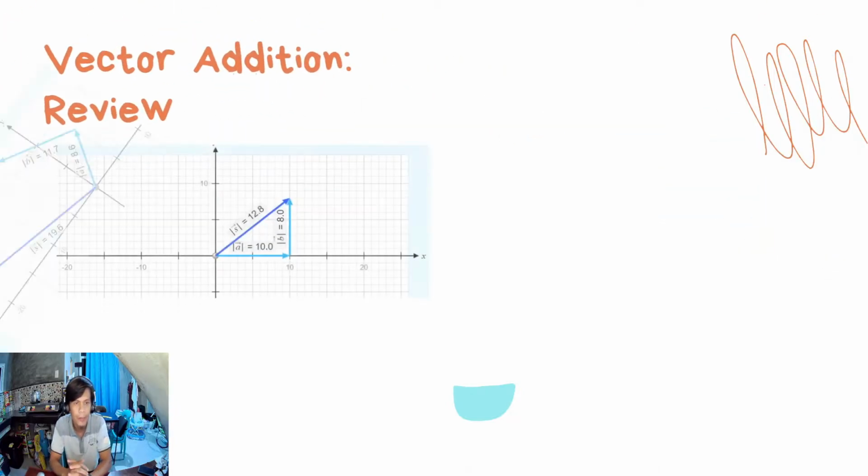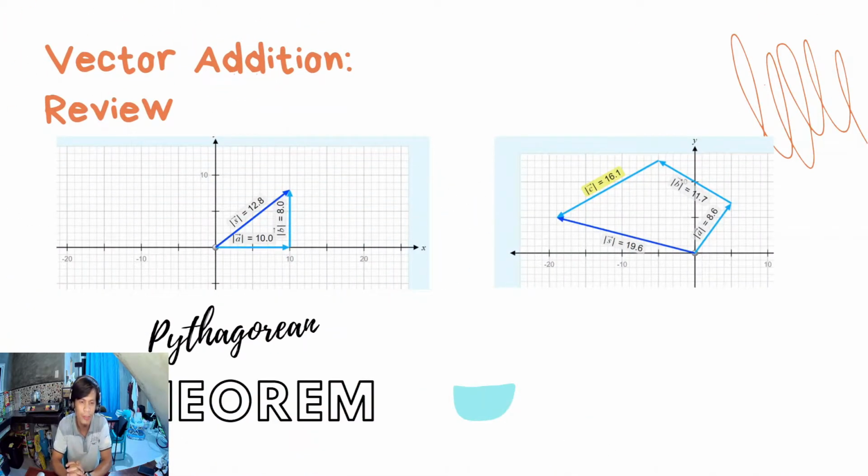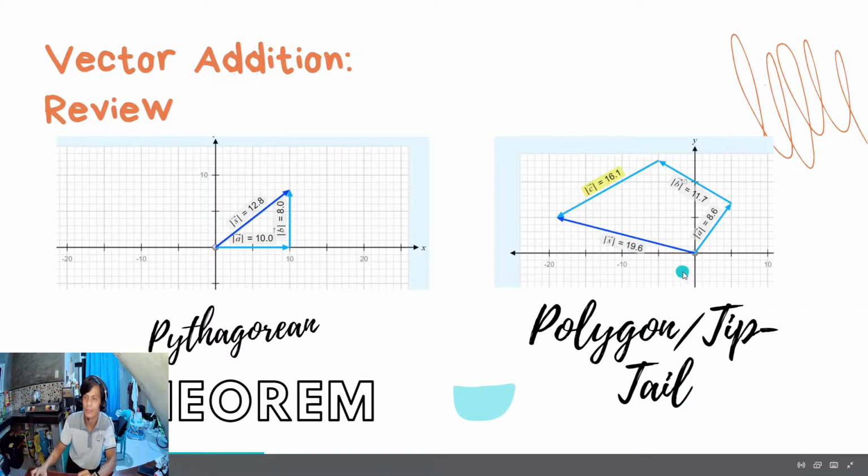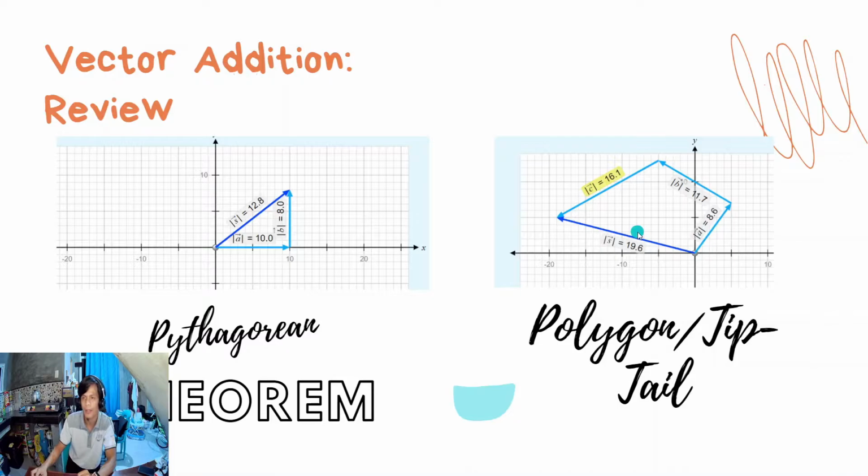That's right. We have the application of the Pythagorean theorem when two vectors form right-angled triangles. How about the second one? Again, you are correct. So we have the polygon or the tip-tail method. This is used when three or more vectors form polygons that do not form a right-angled triangle. Okay? So, very good, my dear students.